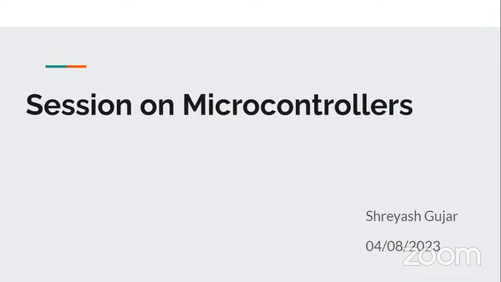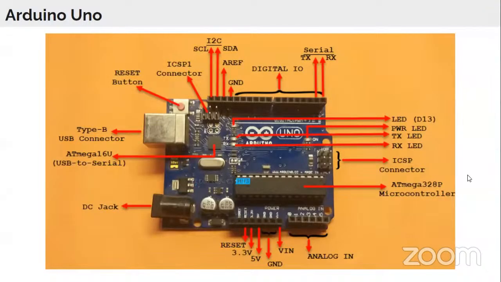Let's see the key characteristics first. The key characteristics of microcontrollers are that every microcontroller has a processing unit, memory for storage and RAM, then input output pins, clock source, peripherals, etc. There are several common microcontrollers we are going to see today. The first one is Arduino Uno. Do you guys know what Arduino Uno is?